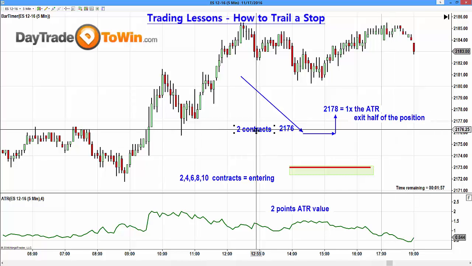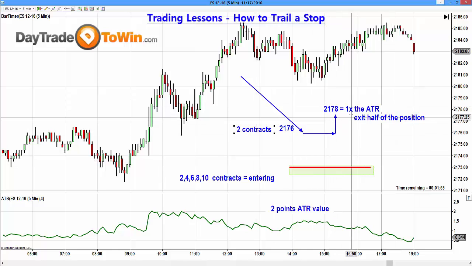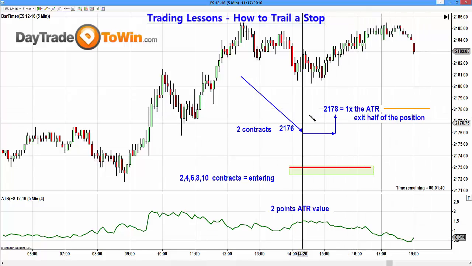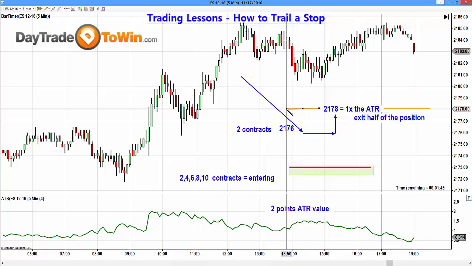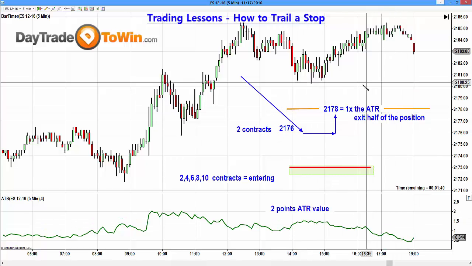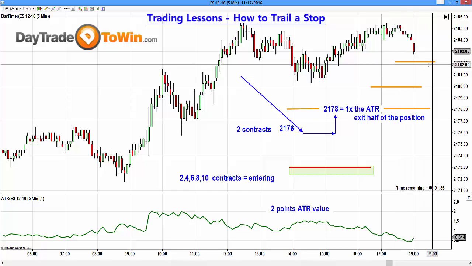But essentially, I am exiting half of my position. If I'm starting off with 2 contracts, I have 1 left, and that 1 contract, the one that's left, is the runner. So here is 2178, 1 times the ATR, exit half your position. Now the goal is to see the market go 2 times the ATR or 3 times the ATR.